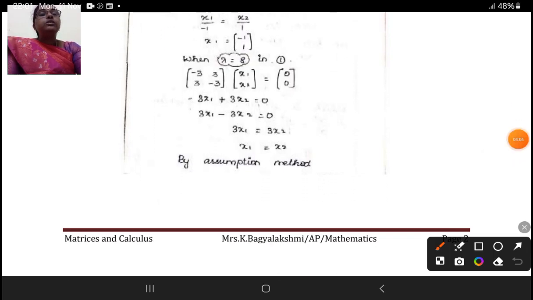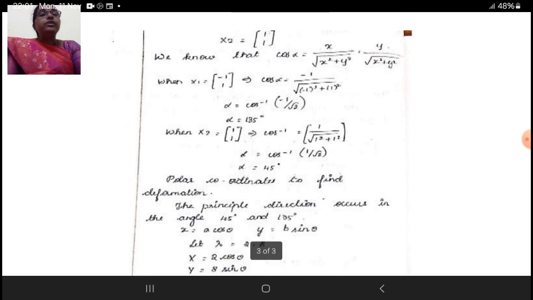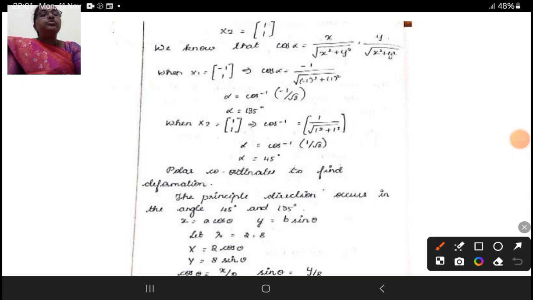Next we move on to the second eigenvalue, lambda equal to 8. Substituting, 5 minus 8 is minus 3, so we get the same equation. Same equation means we follow the same rule, and here we get x1 equal to x2. By the same procedure, at last we get x equal to (1, 1). So if we know these two eigenvectors, we can move on to the next step.